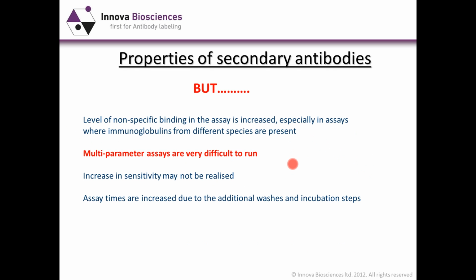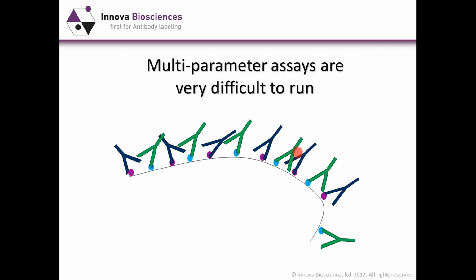In a similar way, multi-parameter assays can be very difficult to run if you're using secondary antibodies. And again, from a cartoon perspective, we can see how this will work. In this case, we have a cell which is expressing two antigens of interest, one of them in purple, another one in blue. The blue antibody is detecting the purple antigen, the green antibody the blue antigen, and you can see that this is a specific reaction.